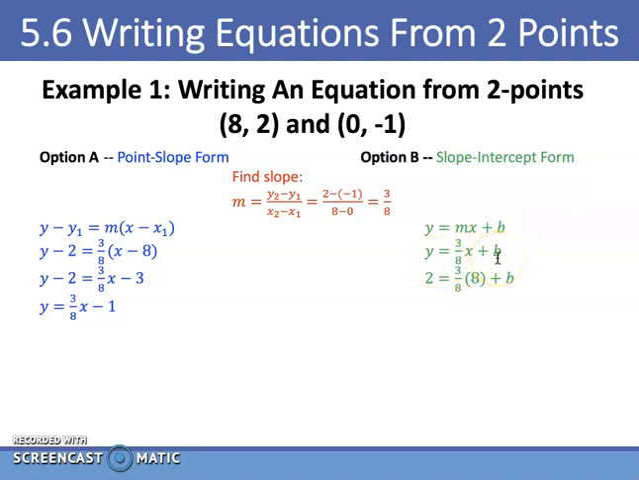Now, in order to solve for b, we're going to plug in one of our points. We're going to plug in our y value of 2 and our x value of 8. This will allow us to solve for b. So we get 2 equals 3 plus b, and we get -1 equals our b. So our y-intercept value is -1. What do we do with that information? We go back to our original slope-intercept form, y equals mx plus b, and now we're able to plug in our pieces. We know our slope is 3/8. We know our y-intercept is -1. So we have y equals 3/8 x minus 1.